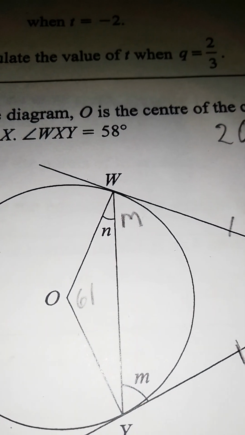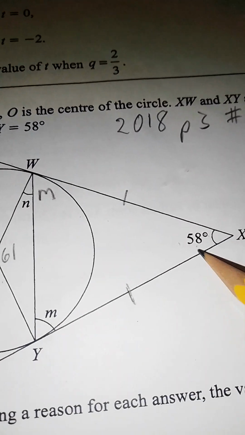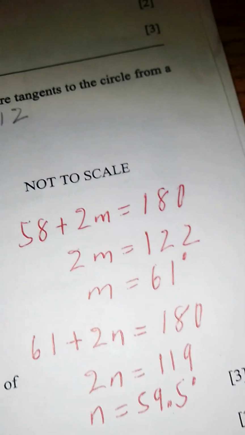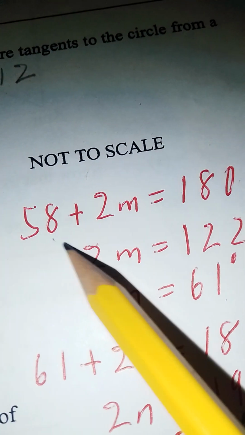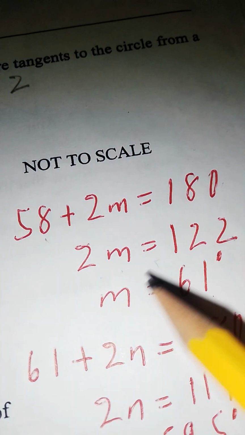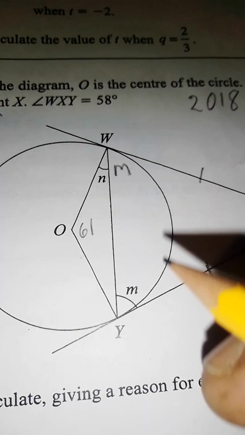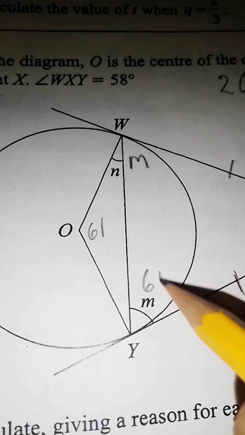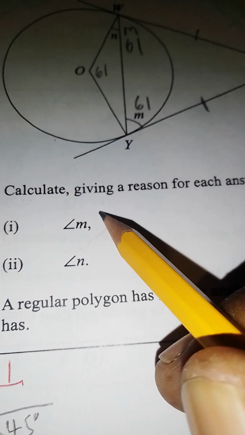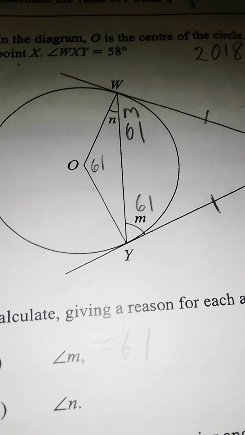See that? Good. So now I got 58 plus 2M is equal to 180. This is now a two-step linear equation. Subtract 58 from both sides. I get 2M is equal to 122. Divide by 2, I get M is equal to 61 degrees. If M is 61 degrees, that's 61, and that's 61. Good. All right, M is equal to 61. Now let's find N.